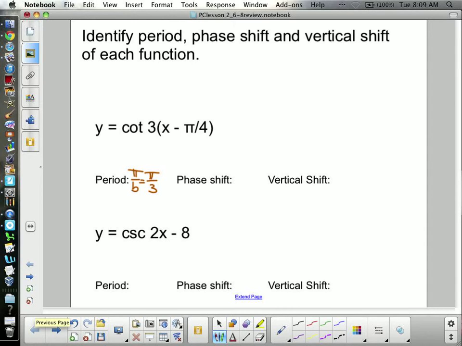The phase shift is what? Positive pi over 4, opposite of what's in the parentheses, and the vertical shift is 0. There is no vertical shift, because you'd have to have something out here, and that would be my vertical shift.